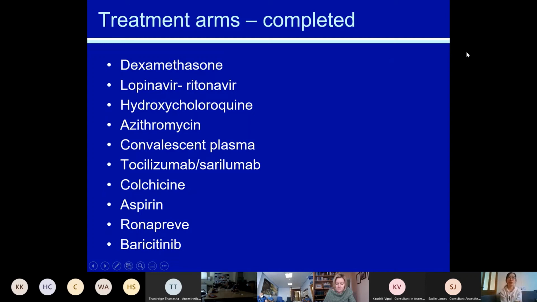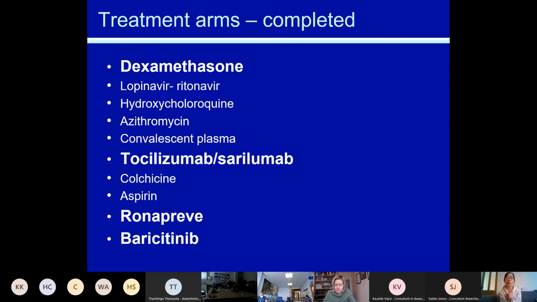And since then, we've also completed treatment trials in colchicine, aspirin, ronapreve, and baricitinib, of which ronapreve and baricitinib have joined the club of showing survival benefits. That is basically the summary. Everything now is going to be more detailed.